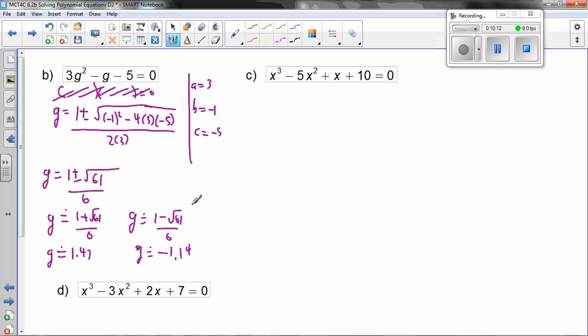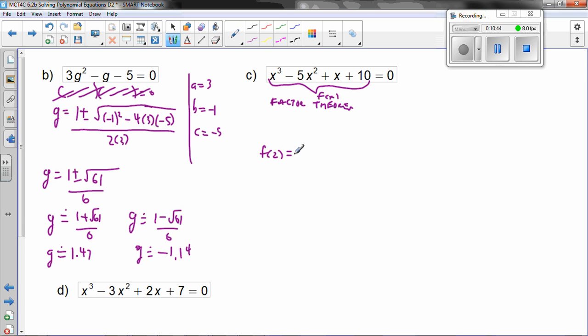All right, part C. Notice, cubic. No common factor, no grouping, so I'm going to have to use the factor theorem. Quadratic formula is just for quadratics, and with the cubic, I'm going to call that f at x, and I'm going to try and find something that divides into it.